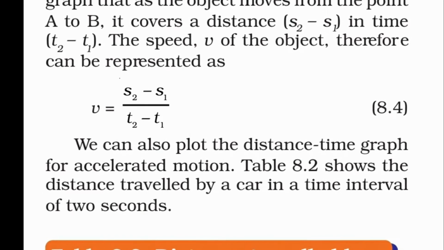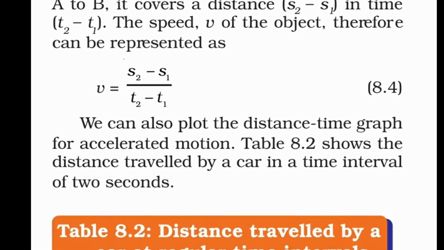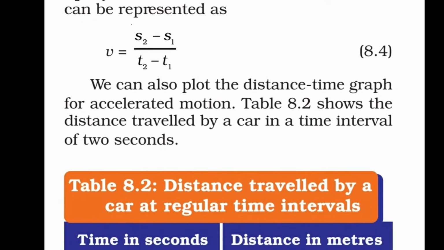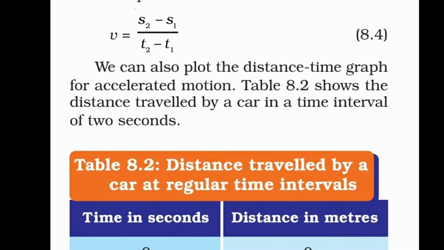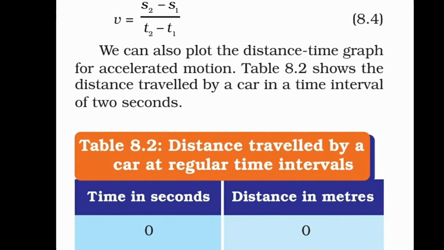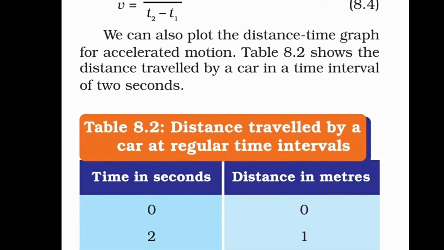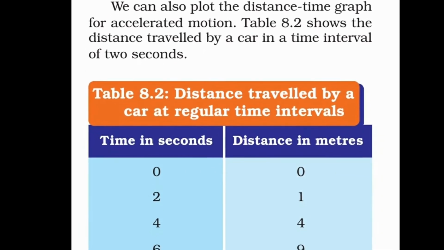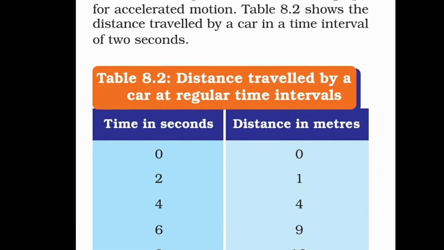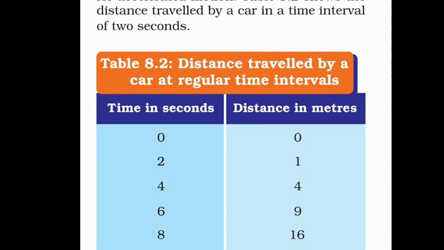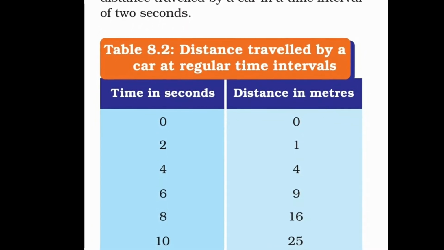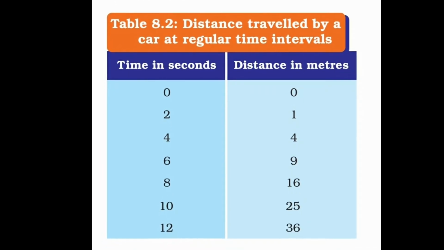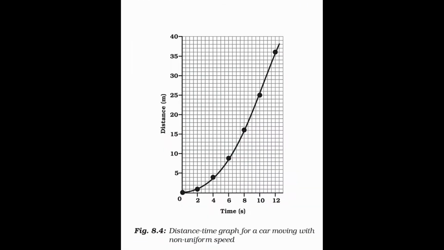Slope of the graph AB: the body covers the distance s2 minus s1 in time t2 minus t1. So speed can be represented by the formula v equals s2 minus s1 divided by t2 minus t1. We can plot this graph for accelerated motion also. In table 8.2, the distance traveled by a car at regular time intervals is given. Time in seconds has a gap of 2 seconds and the distance is also given. We will see the graph on the next page.